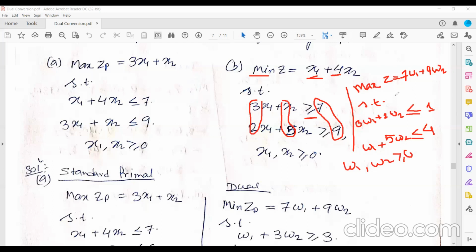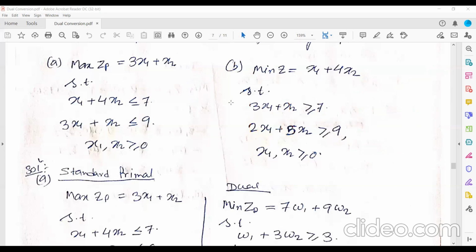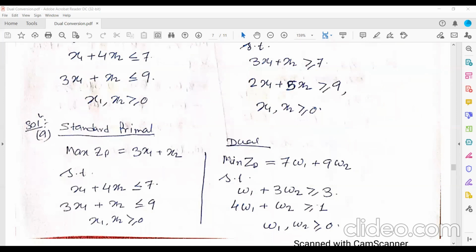So this is the dual of this linear programming problem. If the problem is minimization, that will convert to maximization. Okay. Let us see one more type of problem.